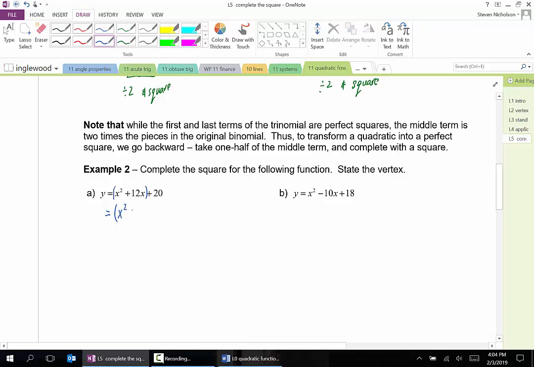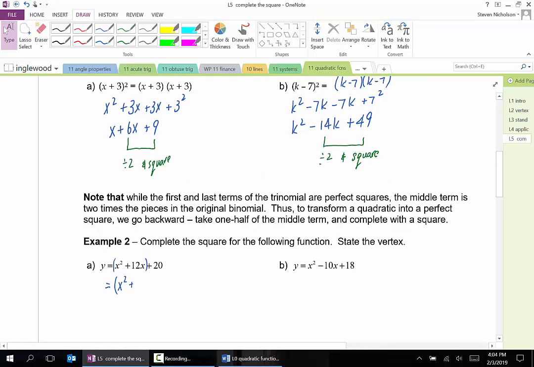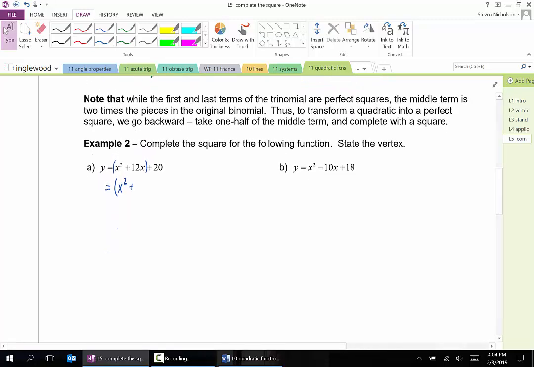And what we're going to do is divide the coefficient of the x term by 2, and square it, just like this idea above. So when we take half of 12, we get 6, and when we square it, we're going to get 36. So I'm just going to write 6 squared right now. So there's half the middle term squared.